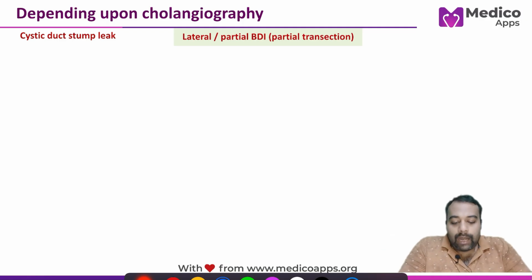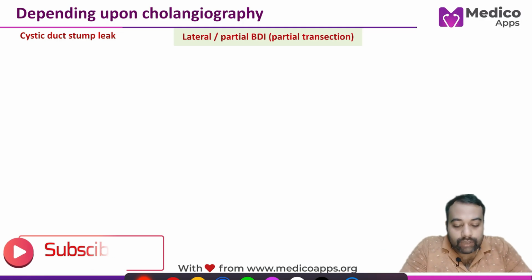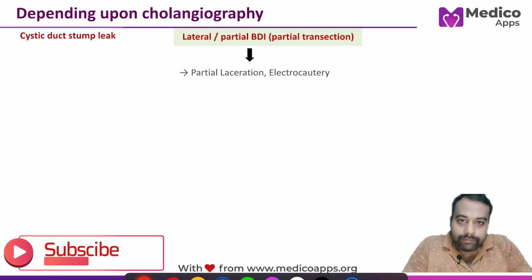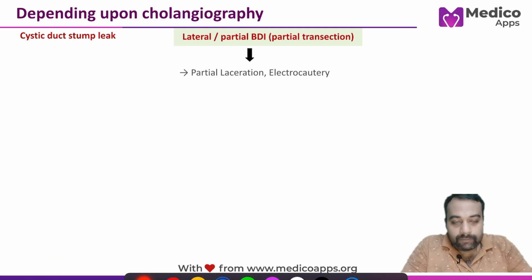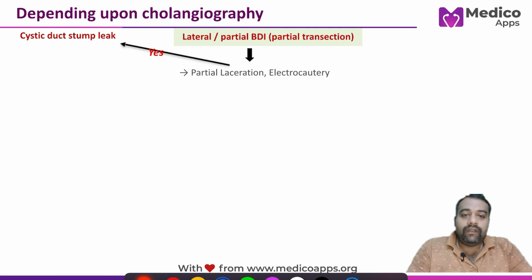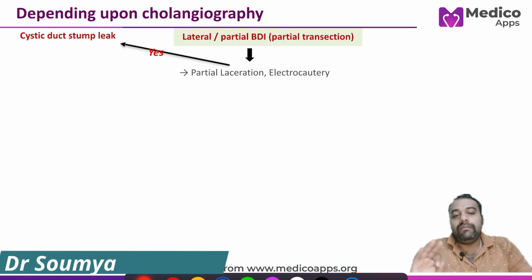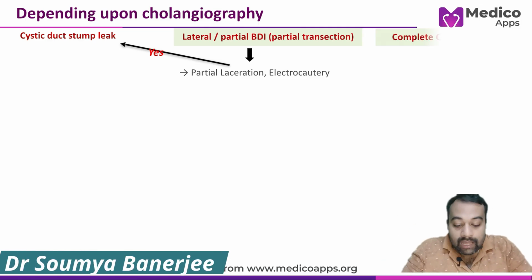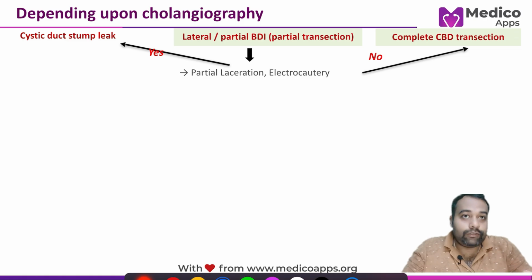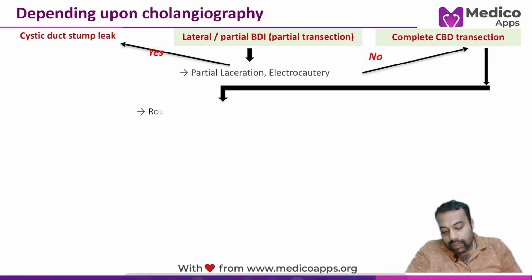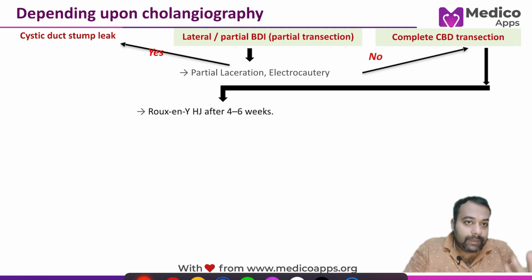Now, the lateral or partial bile duct injury or partial transection. There are two kinds of scenario. The partial laceration may be due to electrocautery or a sharp injury. If it is so, obviously it's a good thing. The management of such cases is similar to that of the cystic duct stump leak. But if it is not like that, if the electrocautery injury or partial laceration is not seen, obviously it is supposed to be treated as a complete CBD transection. Okay. Now, how to manage this complete CBD transection?